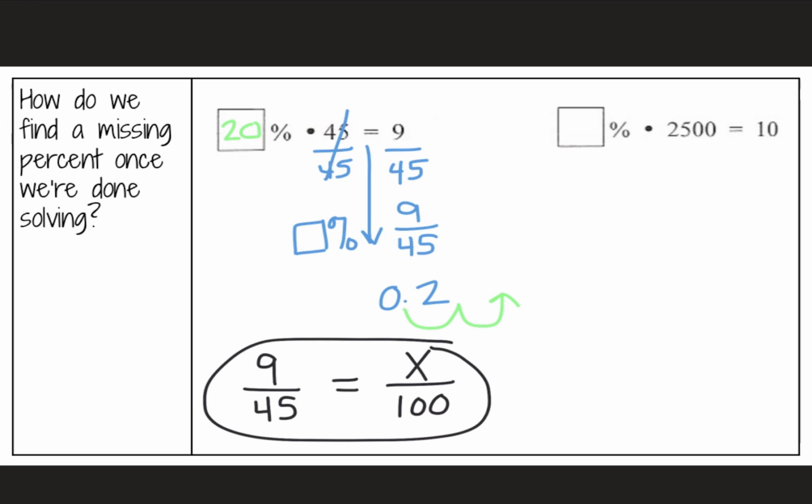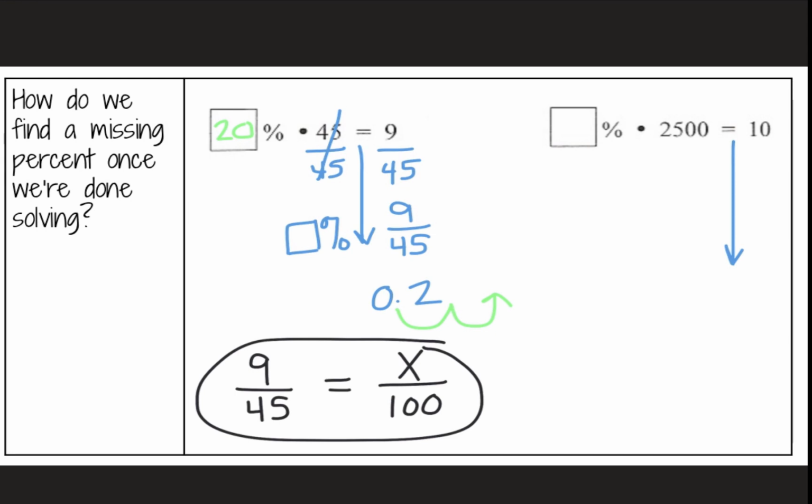Let's look at the next problem. All right, we're finding the percent again. It's multiplication. How am I going to get the 2,500 out of there? I'm going to divide. What am I going to divide both sides by? 2,500. That's going to give me 1. 2,500. And now, here's where you're thinking, okay, my unknown equals 10 over 2,500. Yes, the percent is this value, but the value is in fraction form right now. Let's get it to percent form. How do we go from a fraction to a percent?